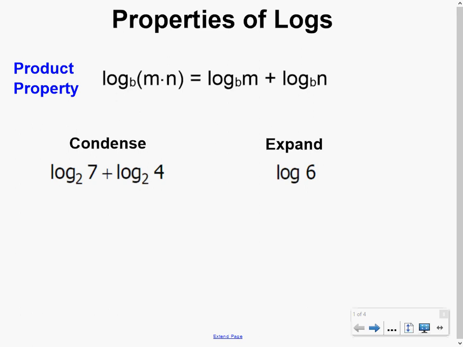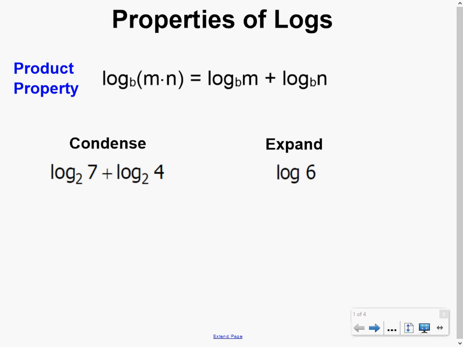Hello, everybody. Today we are going to talk about some properties of logarithms. So, how do we manipulate them? How can we change up the way a logarithmic expression looks? Just like we had exponent rules, we have these logarithm rules as well. We're going to be looking at three rules, or three properties.